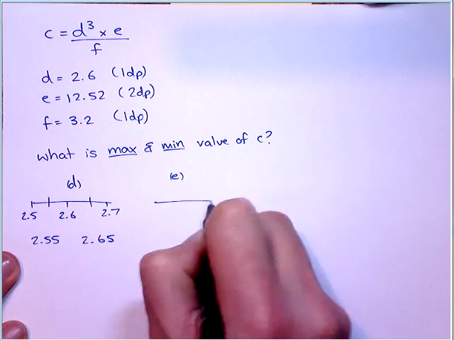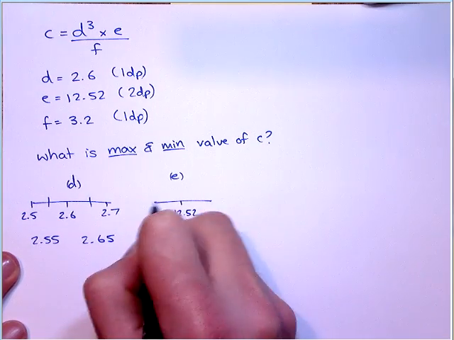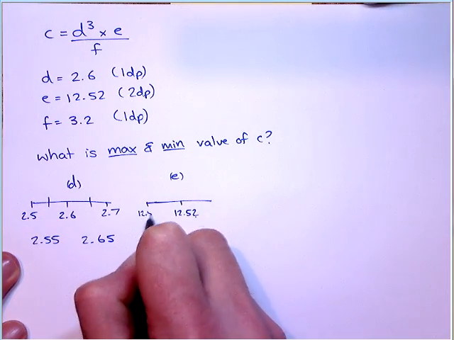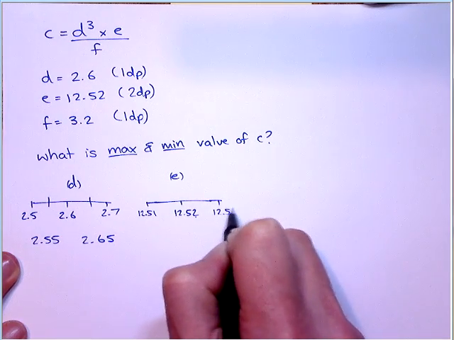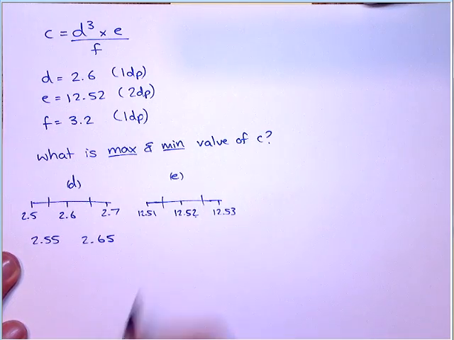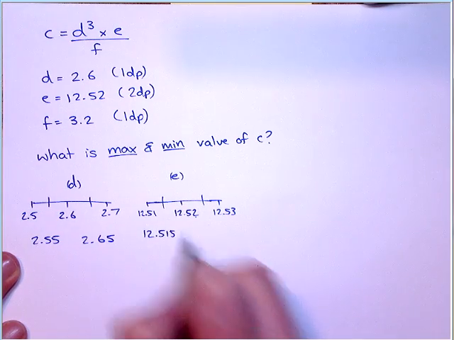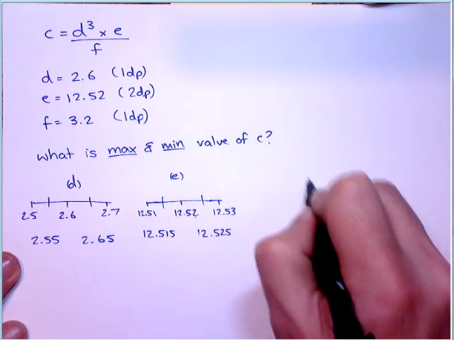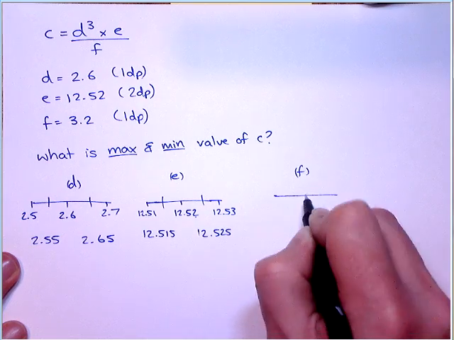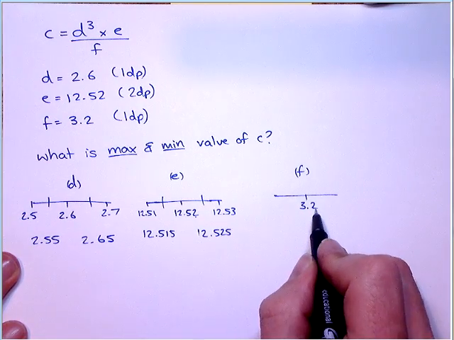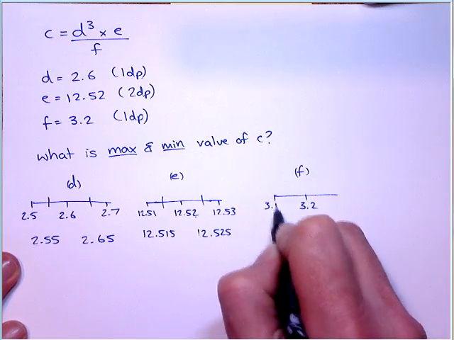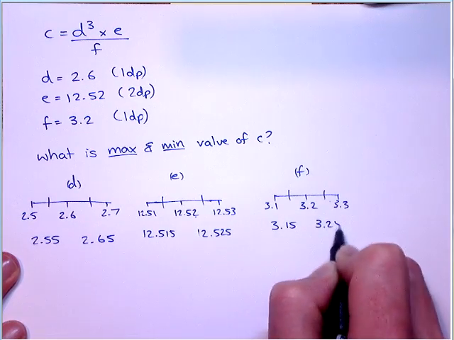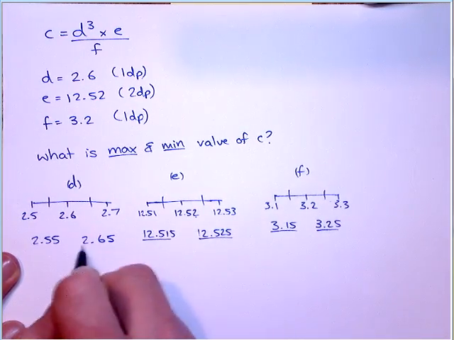For E, we've got 12.52 to 2 decimal places. So it's this column, we've got to add 1 and take 1. So we're going to have 12.51 and 12.53. So our lower bound and upper bound are 12.515 and 12.525. So for F, we're going to have 3.2. Again, it's 1 decimal place, so I'm going to increase and decrease this value. So we have 3.15 and 3.25. You should be getting pretty good at this part.